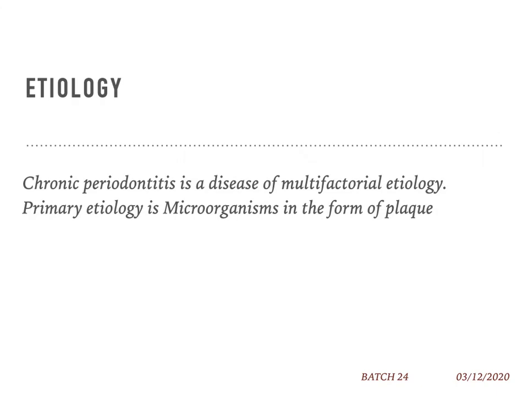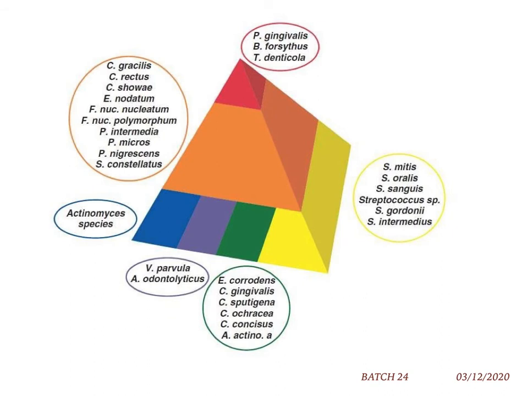Coming on to the etiology of chronic periodontitis, the disease is multifactorial, but the primary etiology is microorganisms. Microorganisms are the primary etiology for chronic periodontitis. When it comes to microorganisms, there are a lot of microorganisms involved. The most frequently involved microorganisms responsible for chronic periodontitis are the red complex organisms.